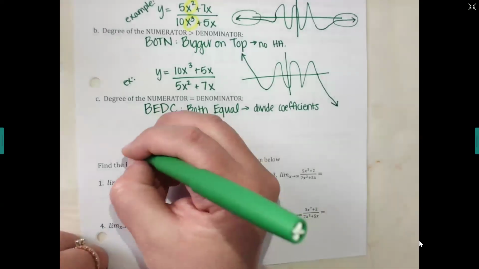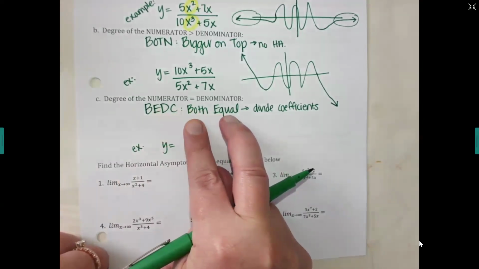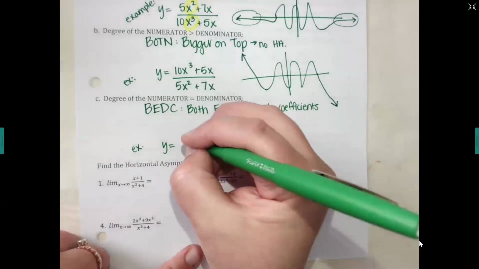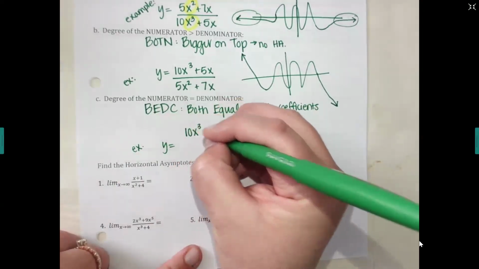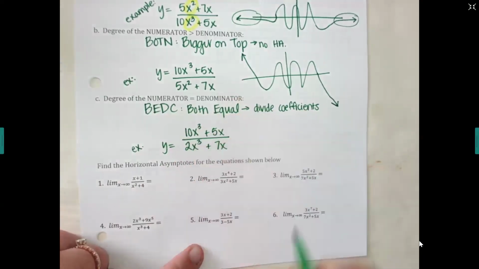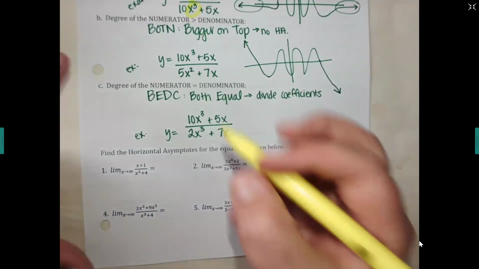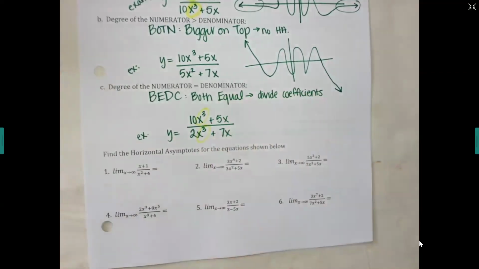So for my example equation, remember we need equal powers. So I'm going to make the biggest power on top and on bottom both be an x cubed, just so that they match. So we'll do a 10x cubed plus 5x over a 2x cubed plus 7x. Okay, but remember, we're comparing those x's. So an x cubed and an x cubed, you can think about that's kind of like a tie. And when it's a tie, when they're both equal, you're going to have one. But to find it, you'll divide the coefficients in the front.